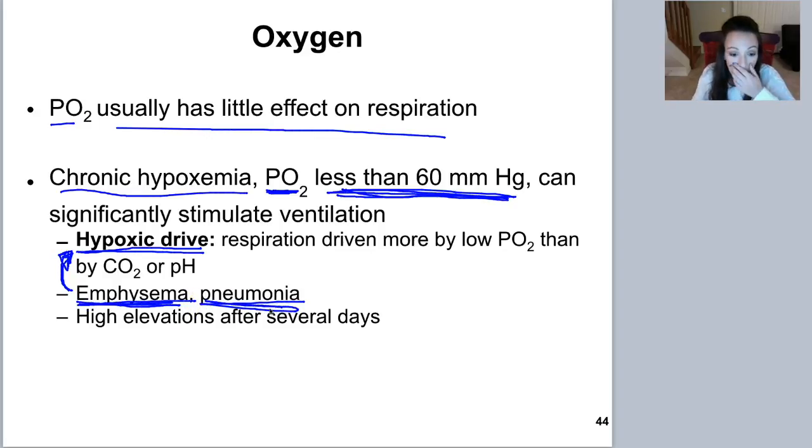alveolar gas exchange. And then we can also see this condition if we've been at high elevations after several days. So again, we have this low partial pressure of oxygen. So our body's response to that is to cause this very deep and labored breathing to occur so that we can attempt to bring more oxygen into our body.